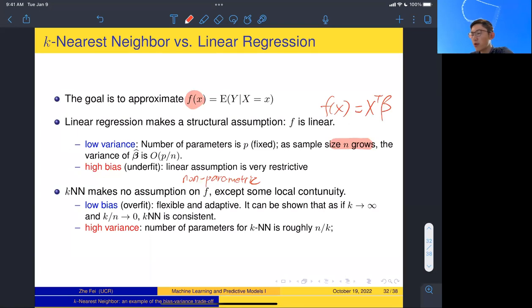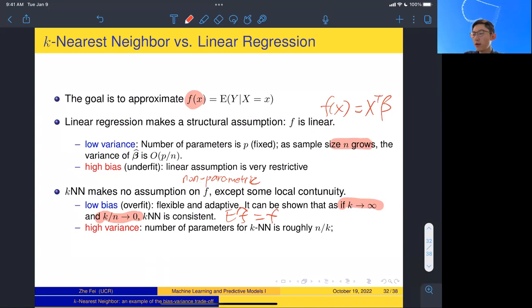So in return, we have low bias, and it can be shown that as k increases and k over n goes to 0, relatively speaking, if your sample size increases and your k increases with the sample size n but at a slower rate, then KNN is consistent, meaning that it is unbiased. So the expectation of f hat equals the true f. That's what we mean by unbiased.